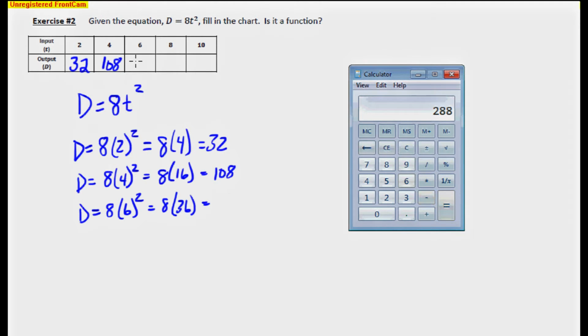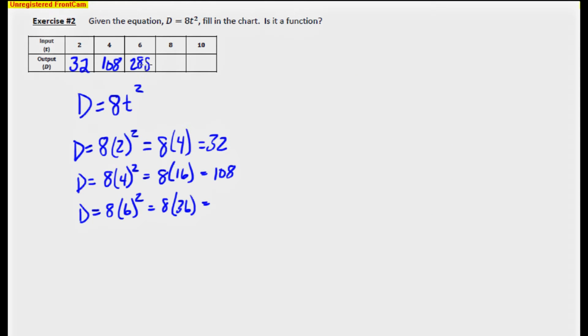There we go, 288. All right, so that's 288. Put it down there as well. Okay, and let's see. Again, just plug in. See, I'm using the same formula every time, the same function every time. Well, I don't know if it's a function yet. We're going to determine that. All right, but anyway, this is 8 times 64.